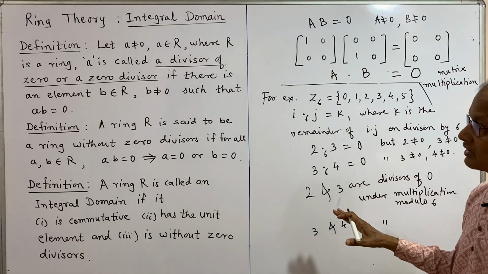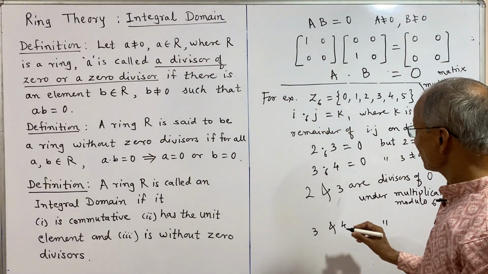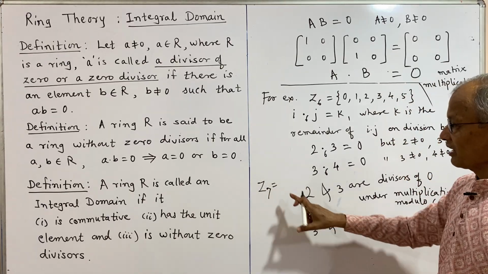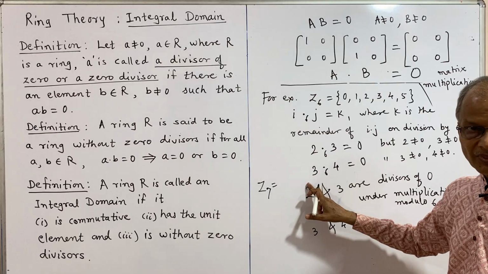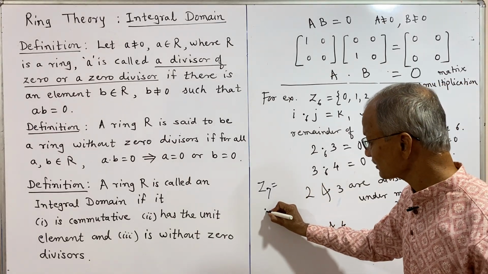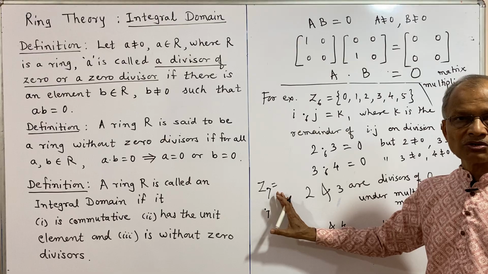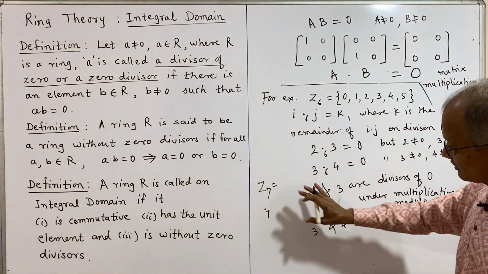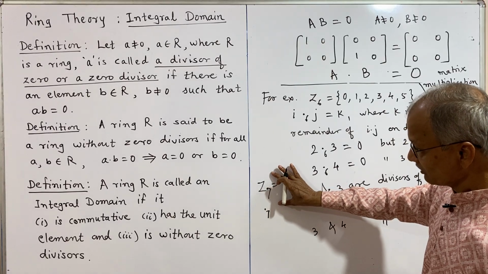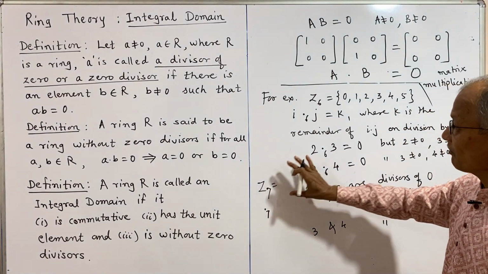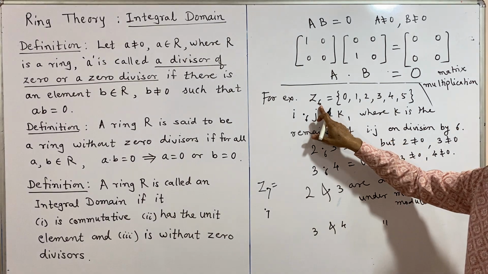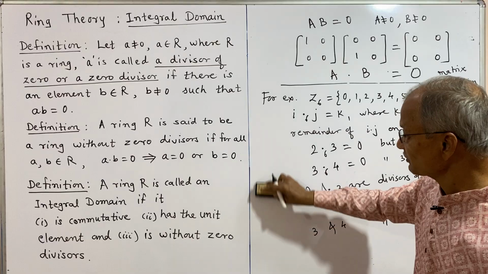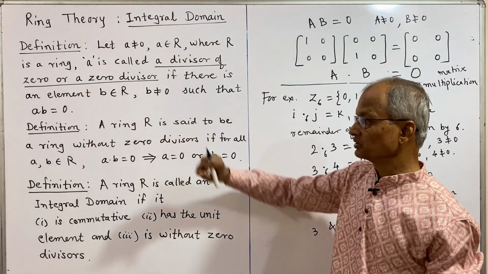In an earlier lecture we studied fields, and there we have seen that if Z7 is there, that is the set of integers modulo 7, 0 1 2 up to 6, then in multiplication modulo 7, 0 divisors are not there. But in Z6, this is a composite number, there are 0 divisors. So there are certain types of sets where 0 divisors exist.